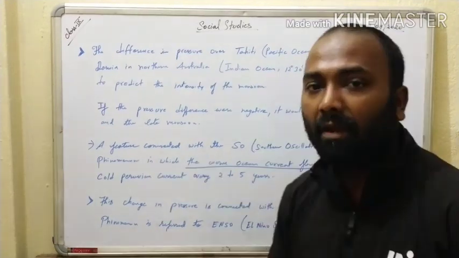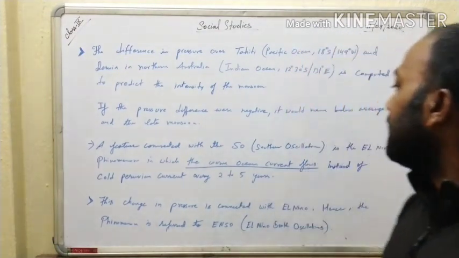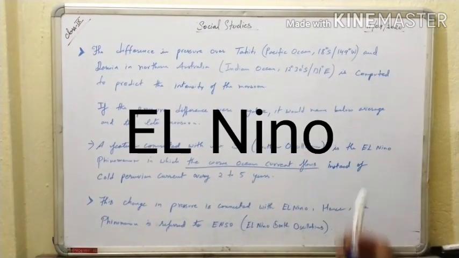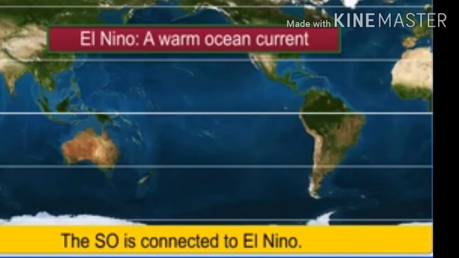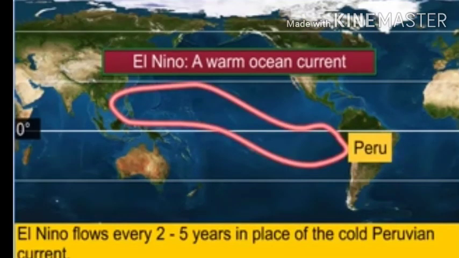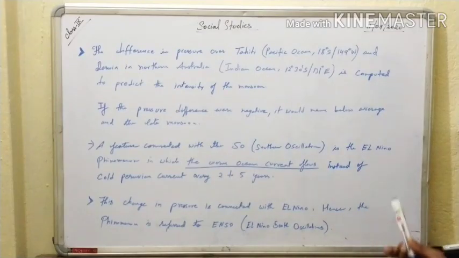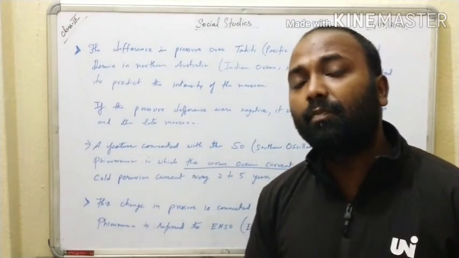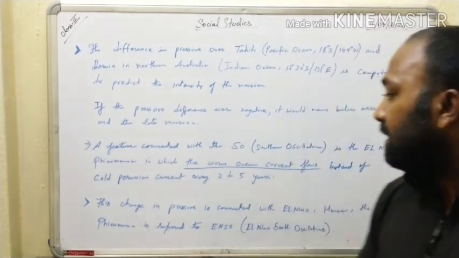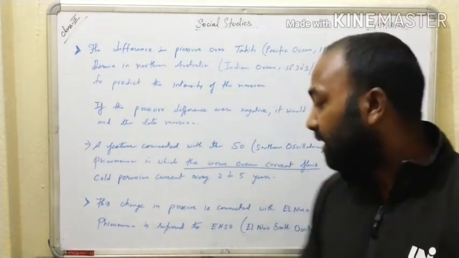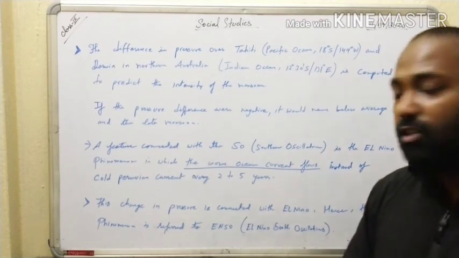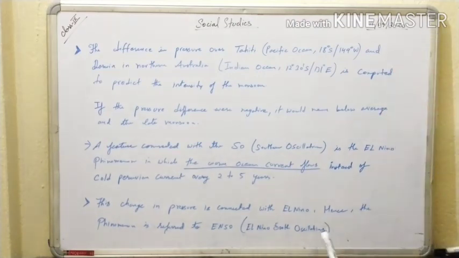Now one important feature connected with the Southern Oscillation is El Nino. The El Nino phenomenon is one in which a warm ocean current flows instead of the cold current every 2 to 5 years. The warm ocean current which must be flowing past the coast is replaced by the cold current, in between 2 to 5 years. This change in pressure is connected with El Nino. Therefore this phenomenon is referred to as ENSO, which means El Nino Southern Oscillation.